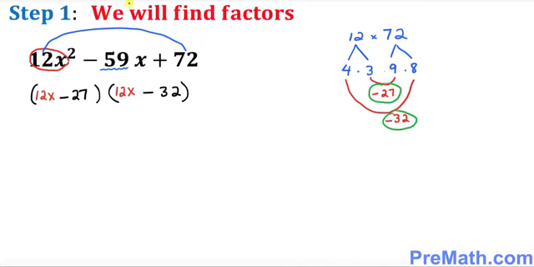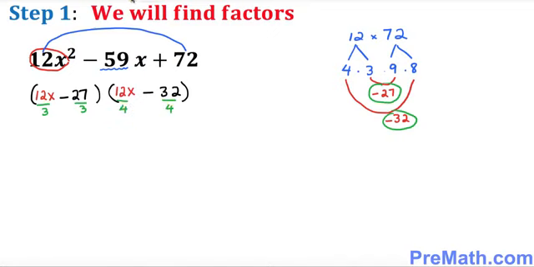Now the next thing I want you to do is simply look at, in the first parentheses, 12 and 27, these numbers. I want you to look for a greatest common factor. The greatest common factor for 12 and 27 is for sure 3, isn't it? This is the biggest number that divides into both of them. Likewise, look at 12 and 32. The biggest number that divides into both of them, the greatest common factor, is 4.